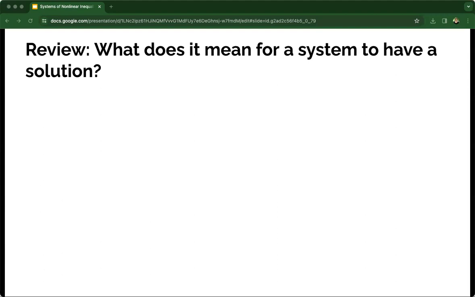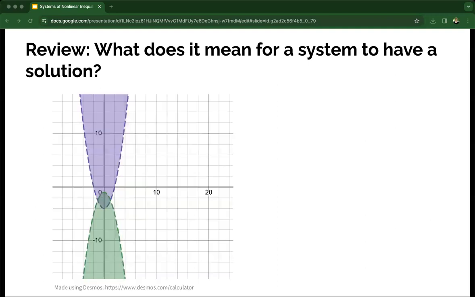If you remember how we solved systems of nonlinear inequalities, we not only found the intersecting points, but we also found the overlapping solution regions. Look at this example. The two inequalities that are graphed are y is greater than x squared minus 4 and y is less than -x squared minus 1.